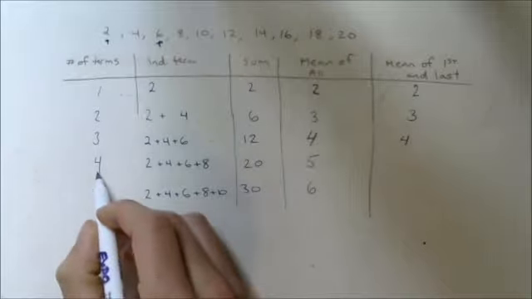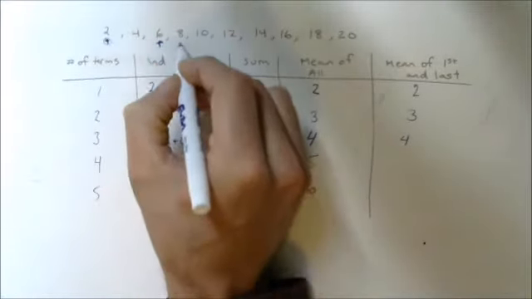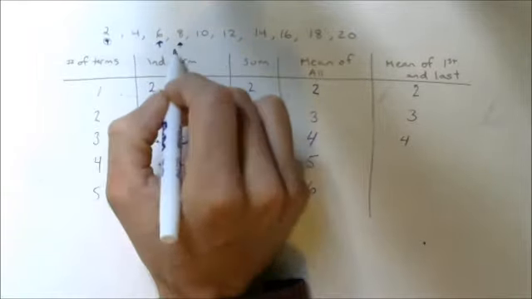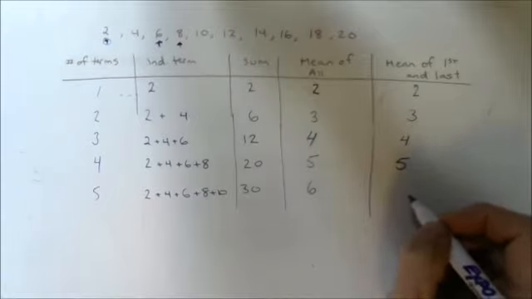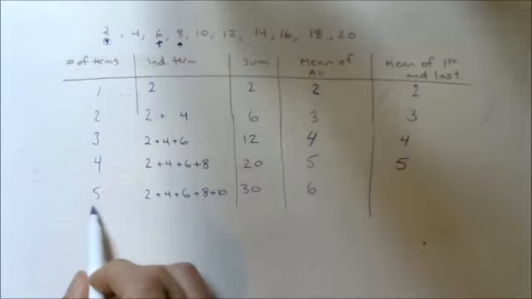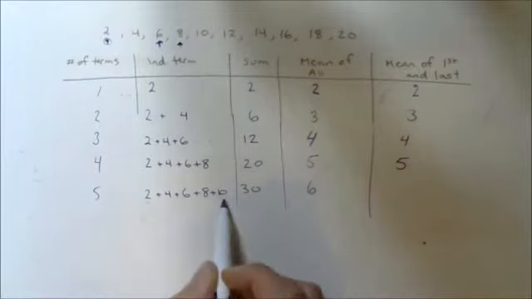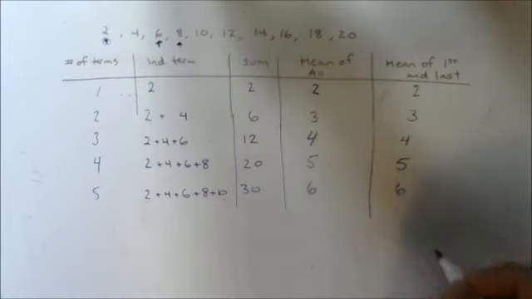Try it again for our first 4 terms in the sequence. Now we're looking at 2, and we're looking at 8 to be the 4th term. Well, that has a sum of 10 divided by 2, has a mean of 5. Let's look at our set of 5, the first 5 terms. We've got 2 plus 10. If we take the first and the last, that's 12 divided by 2. We're still going to end up with a mean of 6.